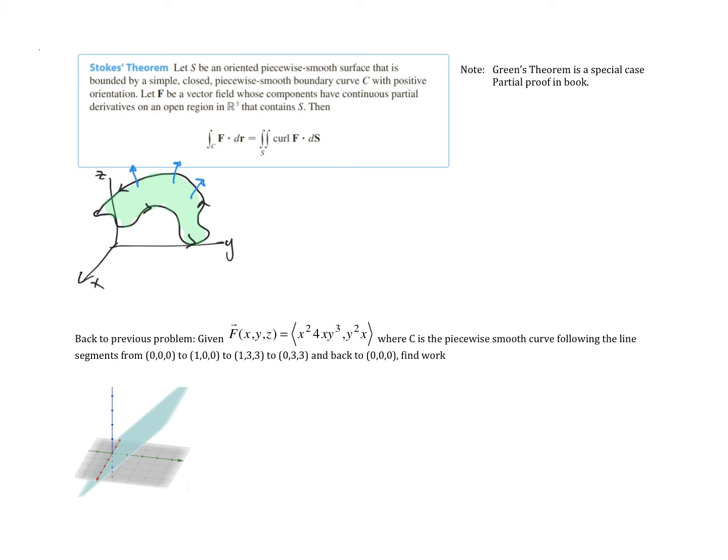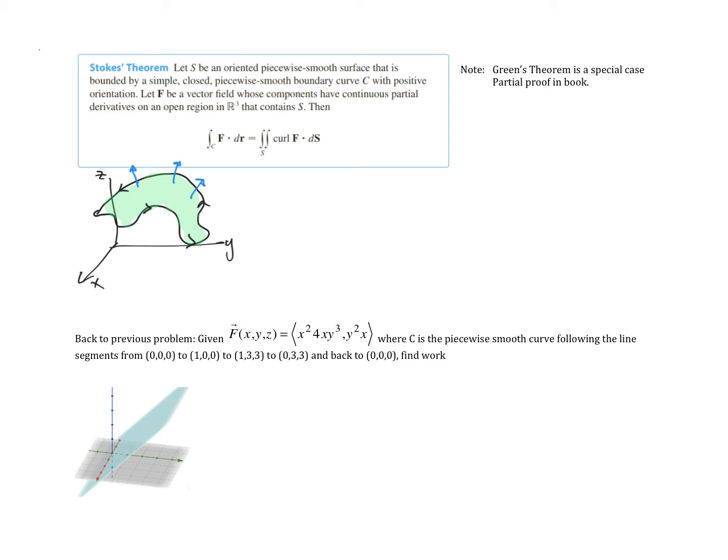So for positive orientation, the orientation of the curve has to match the orientation of the surface. Walk along the curve, your head is in that direction, surface is on your left. Okay, so we've got the first part of this figured out. Now, F is a vector field whose components have continuous partial derivatives. This work integral, that's what we want.